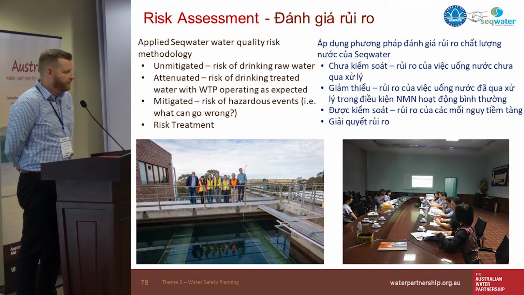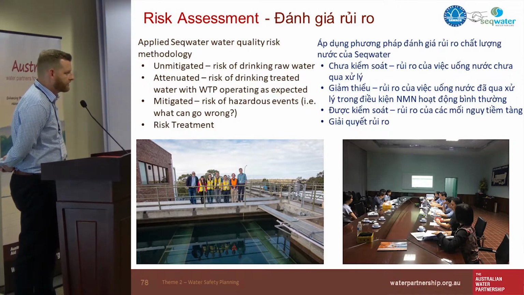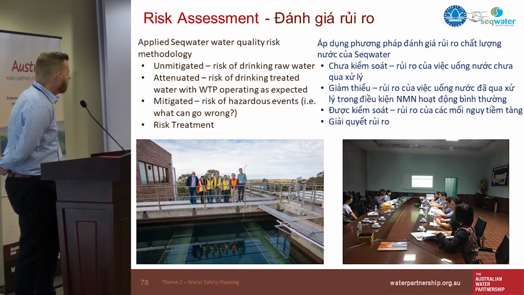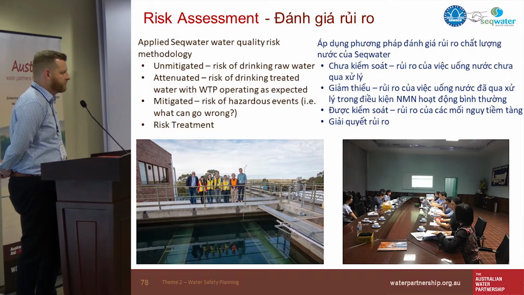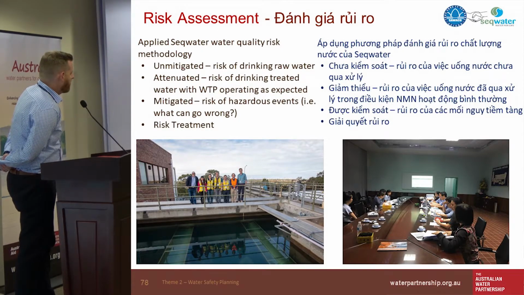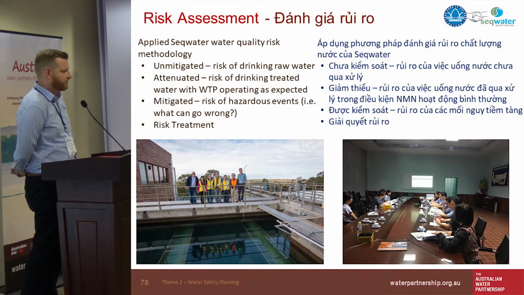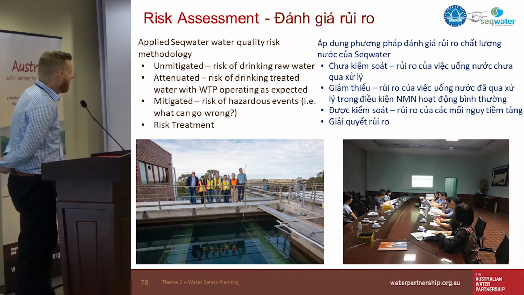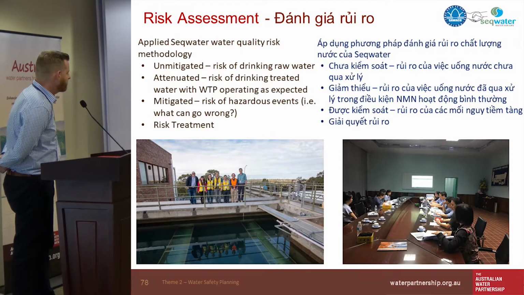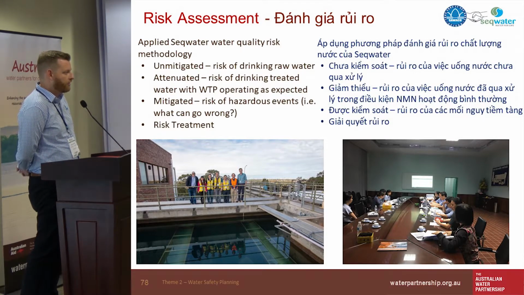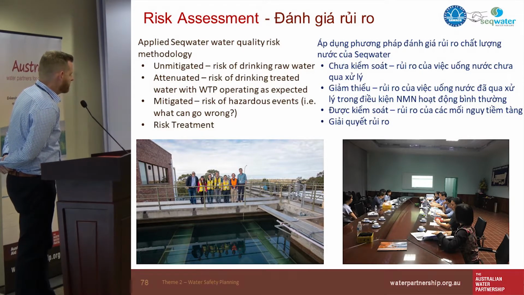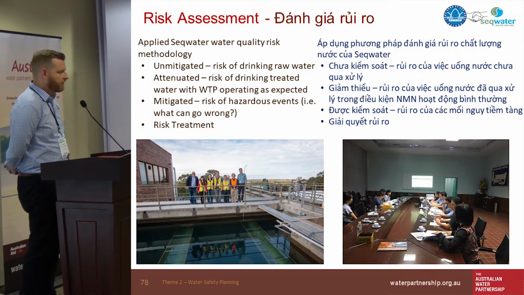One of the first areas that we focused on was undertaking the risk assessment for the treatment plant, and we applied the SEQ Water Risk Management methodology which we had developed. We look at unmitigated risk, which is the risk of essentially drinking the raw water, and then attenuated risk, which is the risk of drinking the treated water, and then mitigated risk, which covers a number of hazardous events or potential failures that can occur during a treatment plant, and we assess those risks. And what we end up with then is a risk treatment plan.